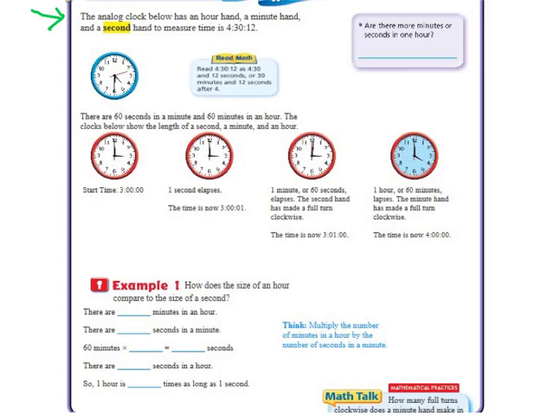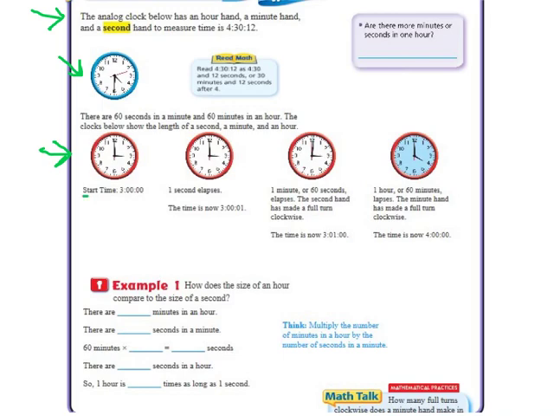It says the analog clock, that's a clock like this that has hands, has an hour hand, a minute hand, and a second hand to measure time. On this clock right here, it says it's 4:30 and 12 seconds. It tells us that there are 60 seconds in a minute and 60 minutes in an hour. The clocks below show the length of a second, a minute, and an hour.